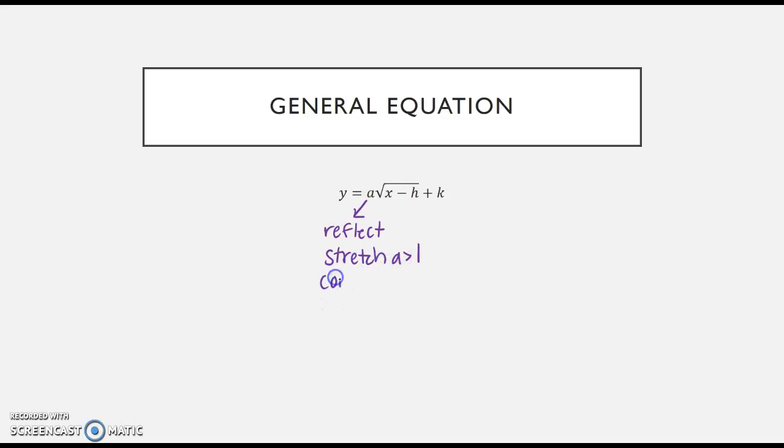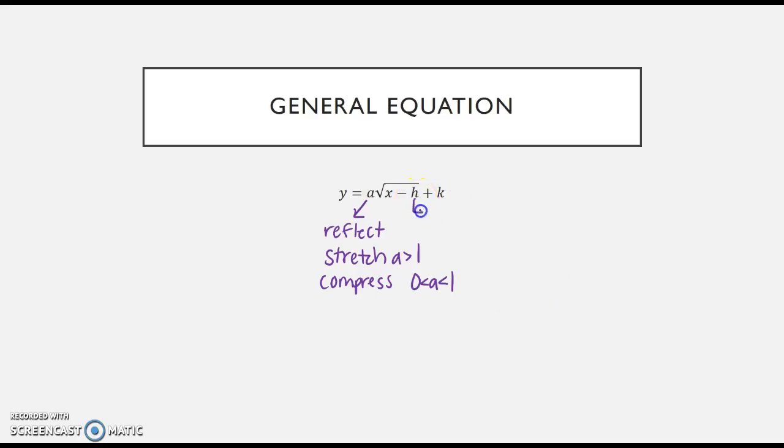And it's going to be compressed if a is between 0 and 1, just like it was with our quadratics. So a tells us if it's reflected. If it's negative, that means it's reflected. If it's positive, that means it's not. And then it's going to be either stretched or compressed based on if a is bigger than 1 or between 0 and 1.